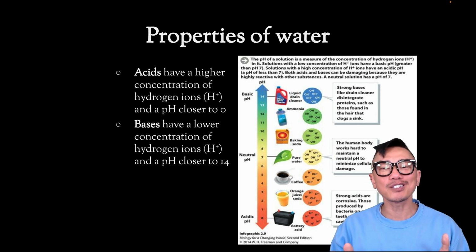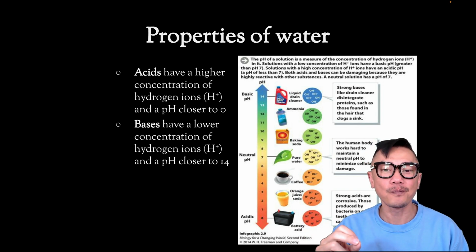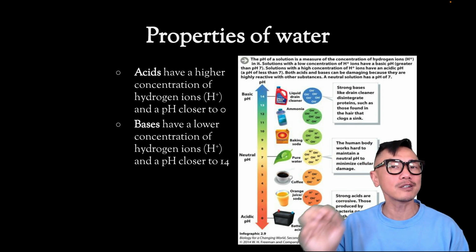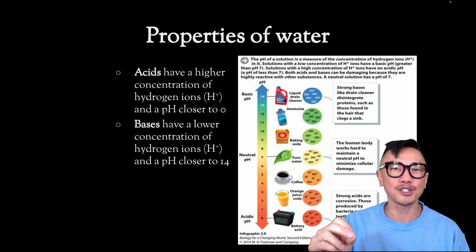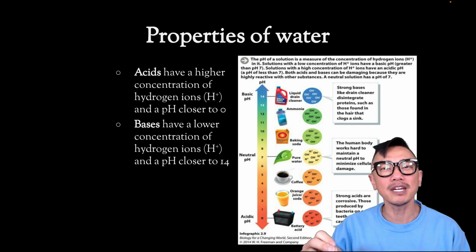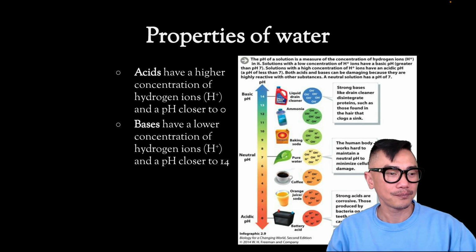Acids have a higher concentration of H+, and pHs closer to 0. Coffee and orange juice are considered acidic. Bases have a lower concentration of H+, and pHs closer to 14. Ammonia and baking soda are considered basic.